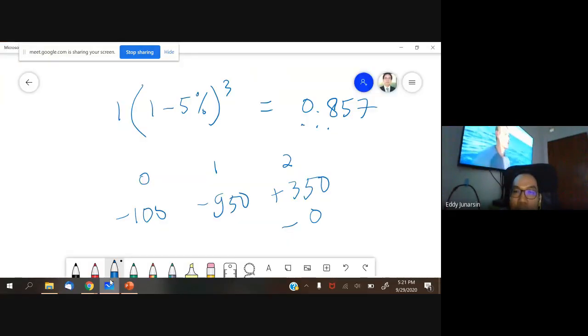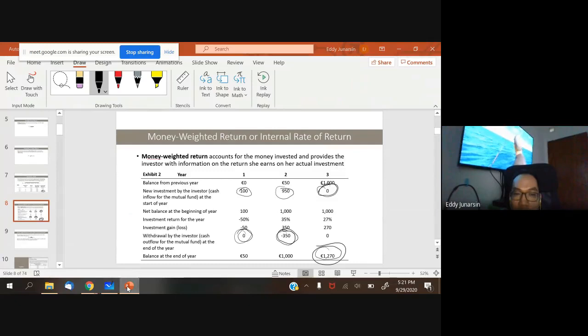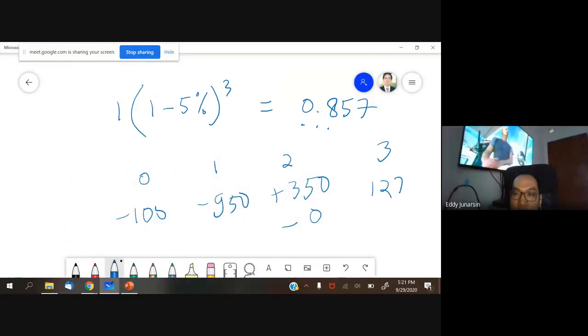Okay, so at the end of year 3, if he or she is going to withdraw, this is the amount of money, right? You see the logic there? These are the real cash flows experienced by the person. So we put the numbers into Excel to get the IRR.